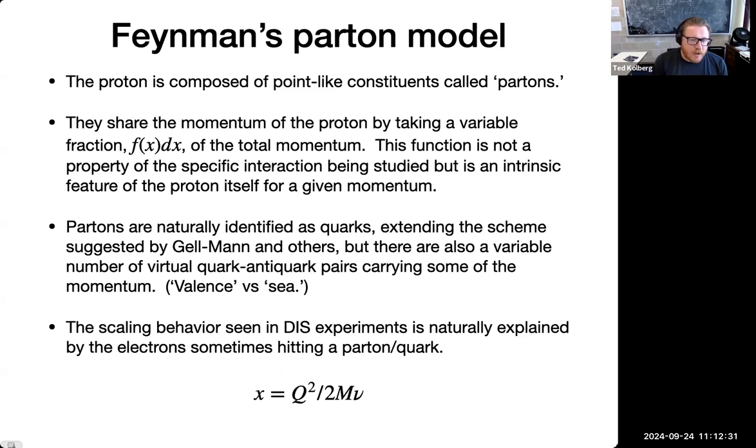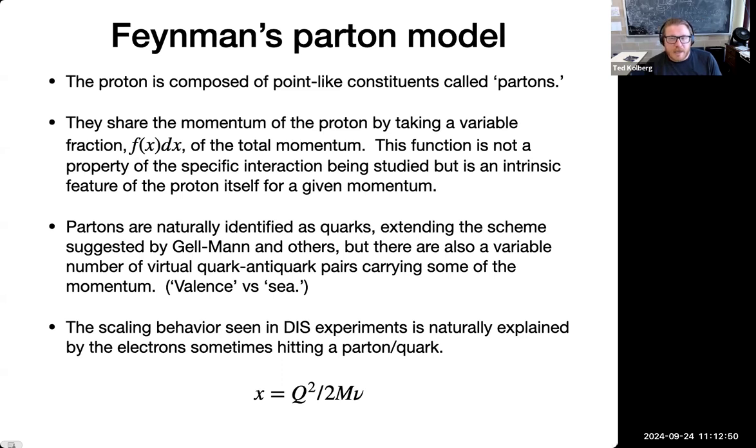As I said, the partons are naturally identified as being quarks. So this extends the scheme that was suggested by Gell-Mann and others, but Gell-Mann's eightfold way and all that stuff was really just talking about what today we would call the valence quarks. Those are the quarks that make the main contributions to the observable quantum numbers of the particle.